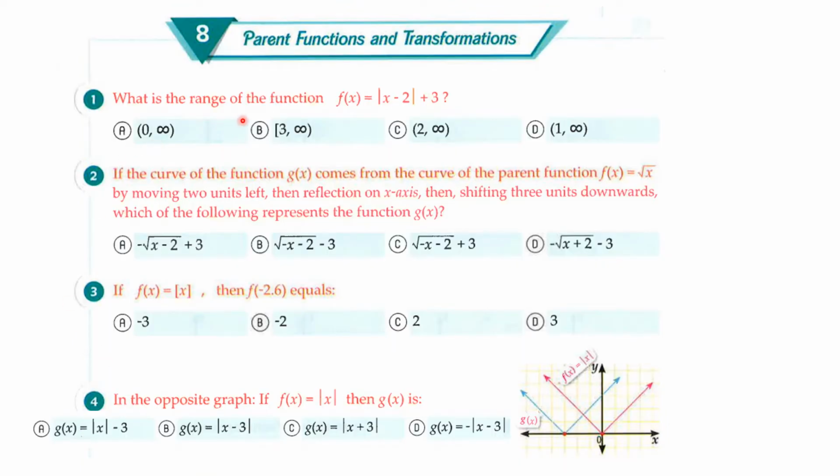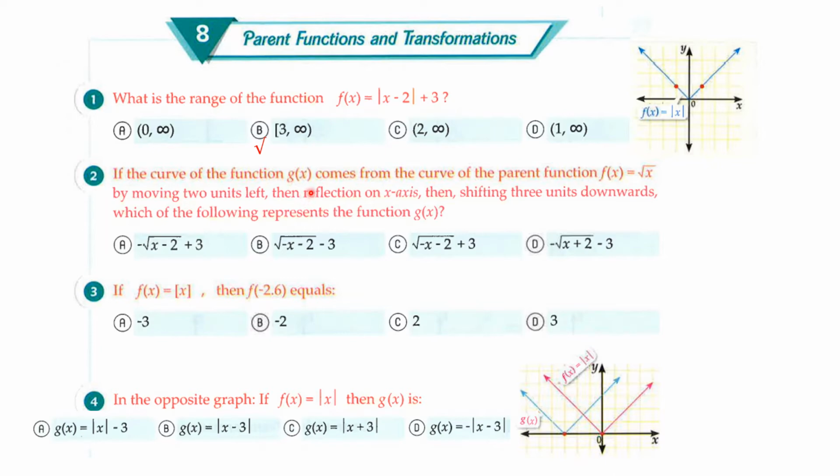What is the range of the function f of x equals absolute value of x minus 2, plus 3? From your knowledge of the parent function f of x equals absolute value of x and your knowledge about transformation, this graph has moved 2 units to the right and 3 units up. You must know that this point is 3 units up over here. So what happened to the range? The minimum is 3, closed, to infinity.